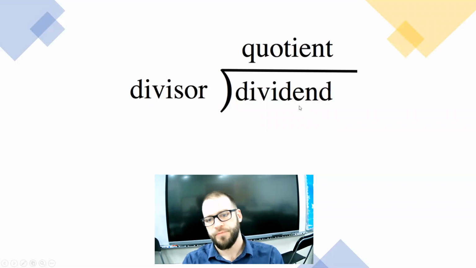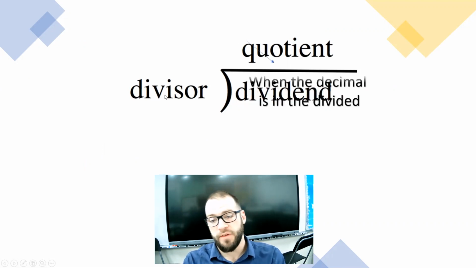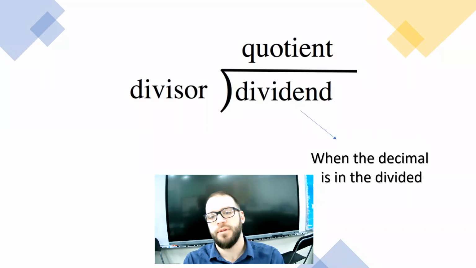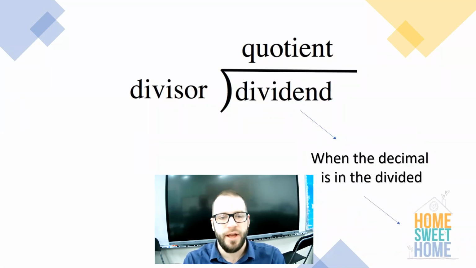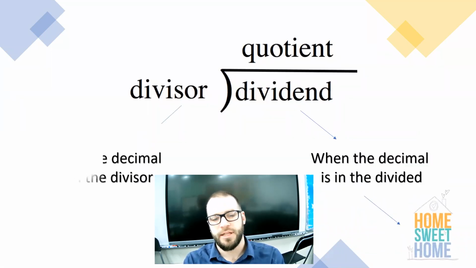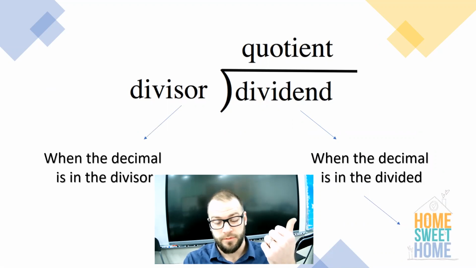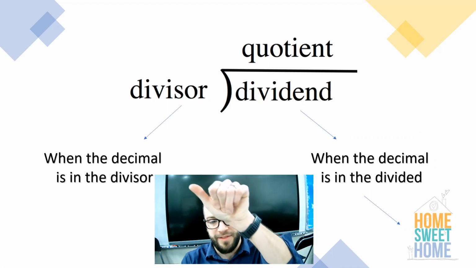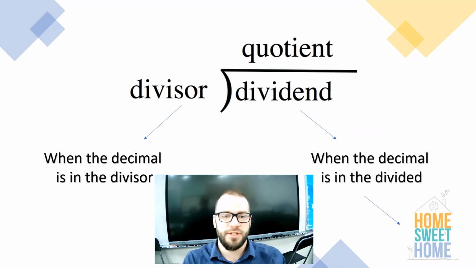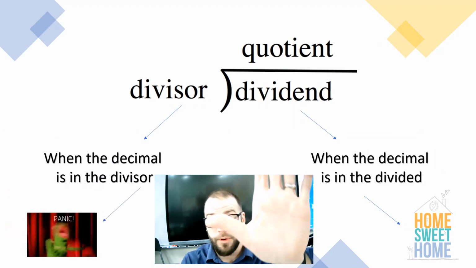Quick review. Inside the house is the dividend, and on the outside is the divisor. If you have a decimal on the outside, then it's safe. You're good. Everything's fine. But if that decimal's on the outside of the house, then you just need to panic, okay? We're going to deal with that tomorrow.